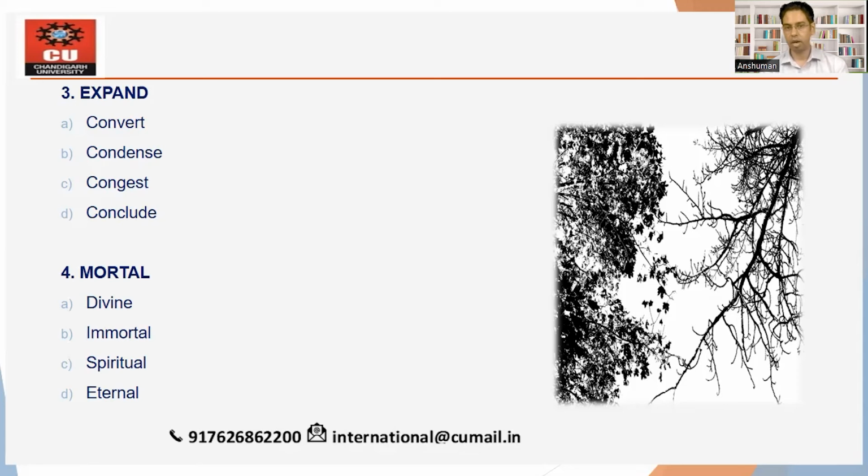Let us see the answer to question number 4. Mortal. The word itself says something which is about to die. Now, the antonym is clearly visible in the second option, which is immortal. Here, the prefix "im" itself signals that it is the antonym of the word which is given. Hence, the answer to question number 4 is immortal. Let's move ahead and see the next part.